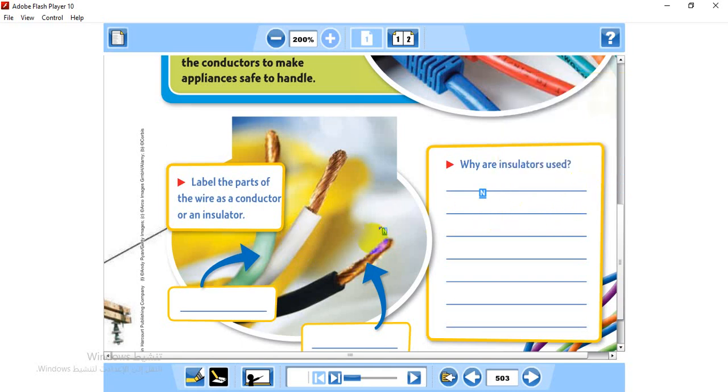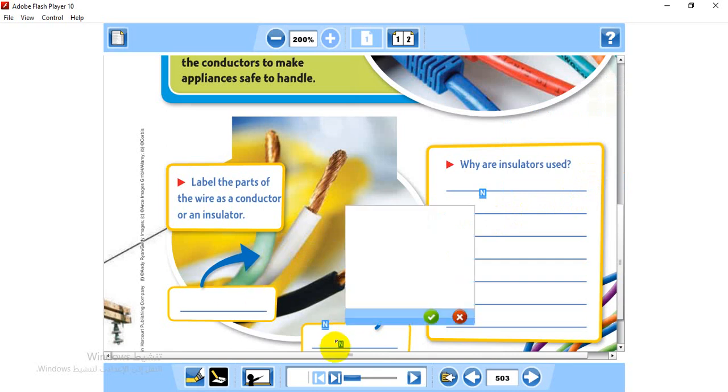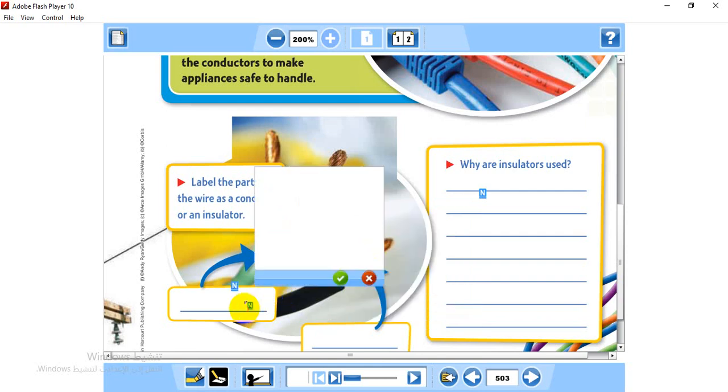Now here they are asking you about this, what is this one exactly? It's so easy. This one is the conductor, it is made of copper, so for that reason it is a conductor, okay? It is made of what metal? Like copper. This one is a conductor. And what about this one? This one is an insulator.